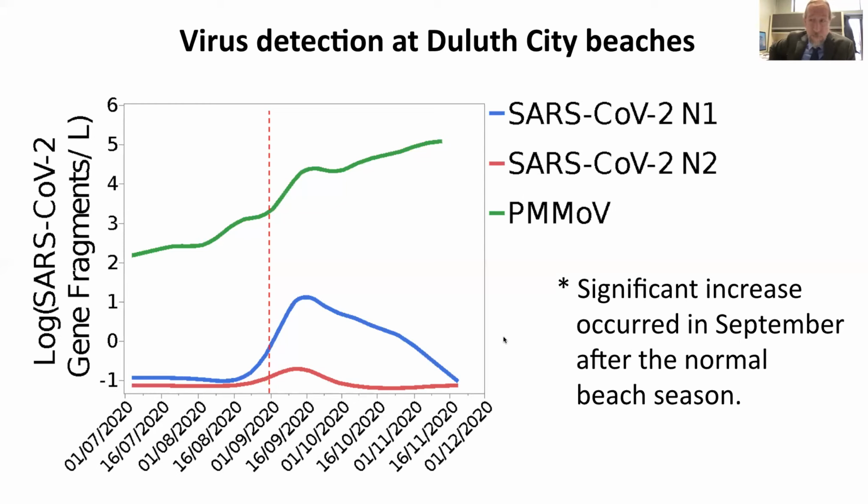However, we did pick up pepper virus, so we were confident that we were extracting virus and that if SARS-CoV-2 was there, we would see it. Then you see this dotted red line, and this was a big shocker to us. This data is from those 3 beaches in the city of Duluth.